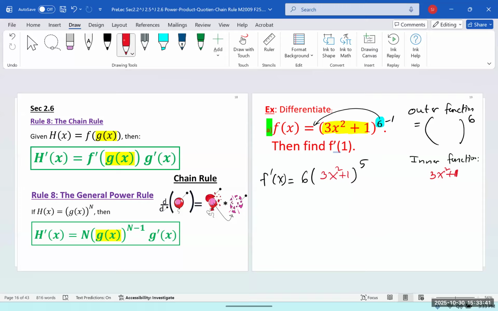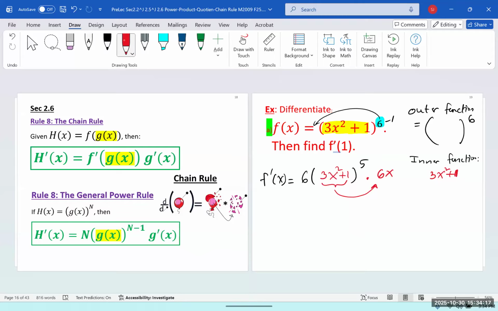So once the 6 comes down to 5, then you can change the inside function. So you take the derivative and multiply next to that. What's the derivative of 3x squared plus 1? 6x. That's the chain rule. Change the power first. Don't change the inside function. And then multiply by the derivative of the inside function next to your power. So this is the derivative.